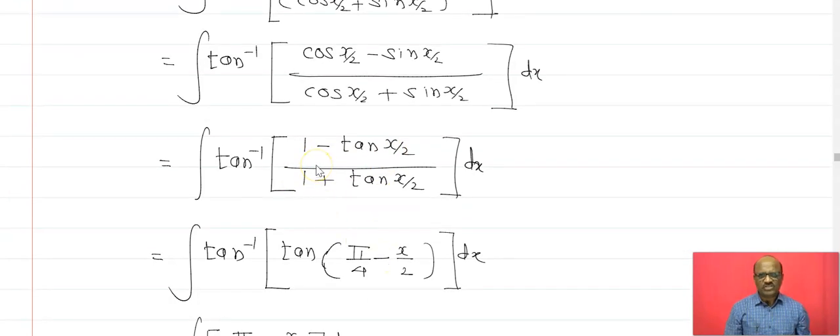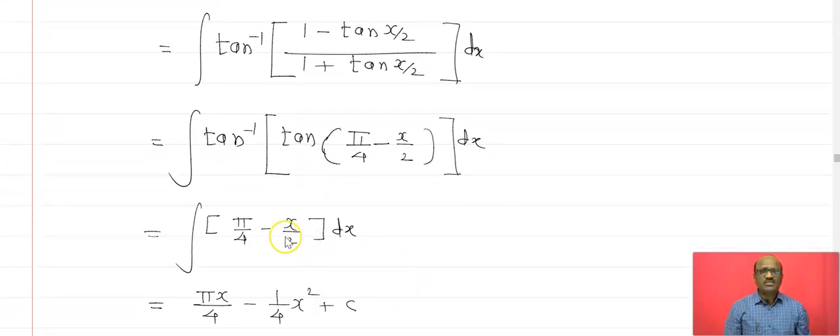Now this is the expansion of tan of pi by 4 minus x by 2, bracket complete, into dx. Now here is tan inverse of tan of pi by 4 minus x by 2. Then you will get, since tan inverse of tan of theta is theta, pi by 4 minus x by 2 into dx. Now what is the integral of pi by 4 with respect to x? Integral of pi by 4 with respect to x is pi by 4 into x.